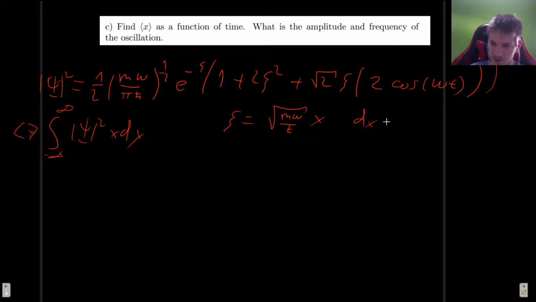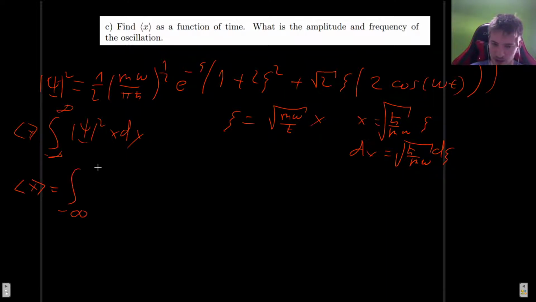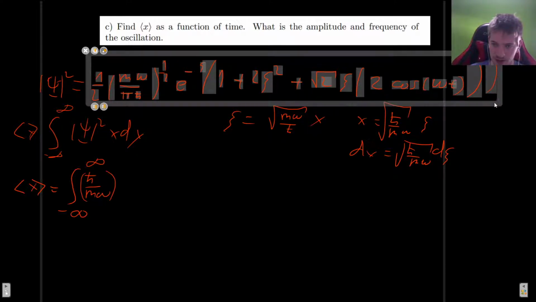So dx is, well, let's begin with x. Actually, x is going to be square root of h bar over m omega times psi. We've done this many times before, so I hope that there's not much confusion. And dx is going to be the same, but in this differential form. Okay, so let's put this into the equation here for the expectation value. We get the integral from minus infinity to infinity of, now we get these constants here, which are going to turn into h bar over m omega. And now comes this entire thing there. So we get all of this.